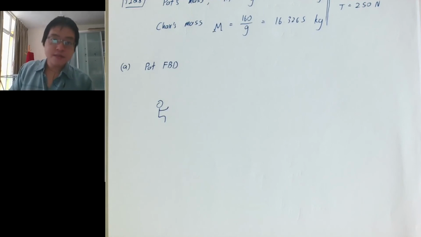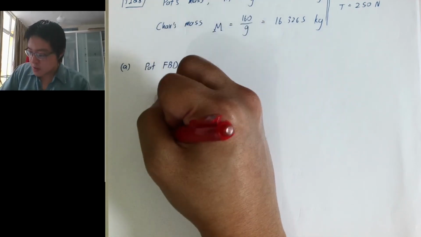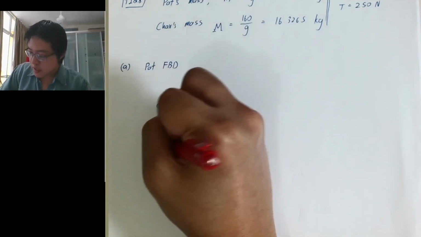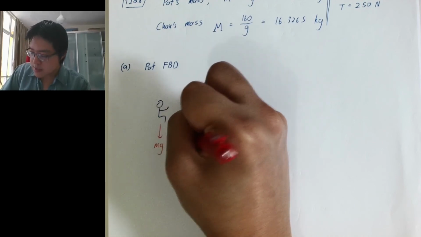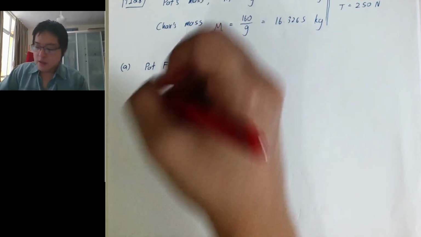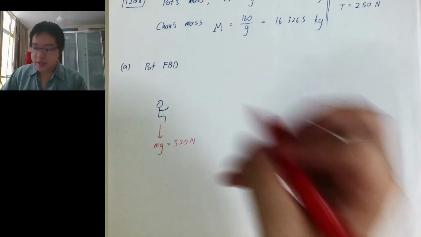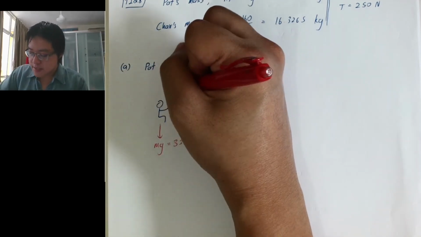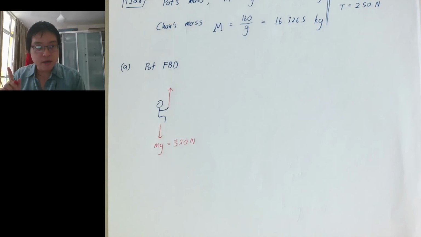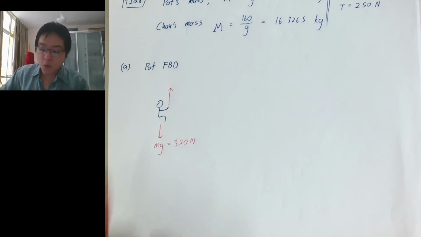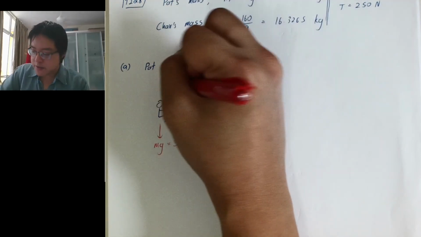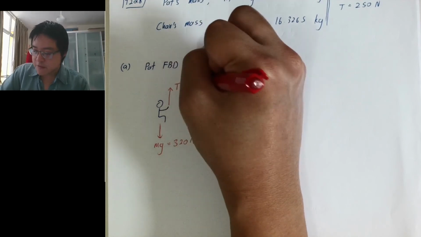So what are the forces acting onto the boy? Firstly, there's a weight, mg. So mg is already 320 newtons. This one we know. He's holding onto the string. So holding onto the string means there is a tension T. And remember, always remember, tension T is always away from the object. So we got T, which is 250 over here.